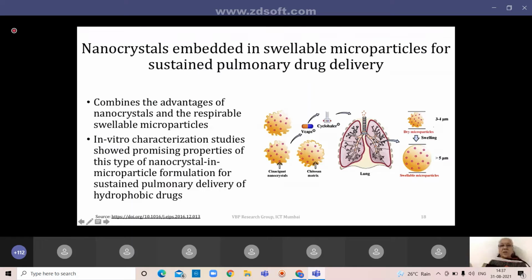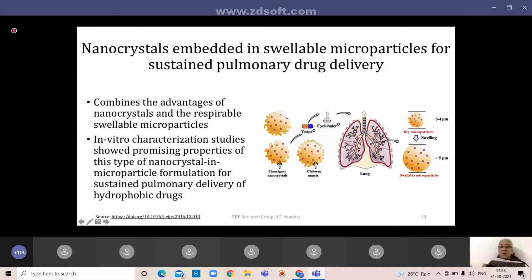And this is a graphical abstract of this particular paper wherein they've said that you can get advantages of nanocrystals, which definitely will give you better absorption because once the drug reaches lungs and if it has to reach the finer capillaries within the lung, it has to be nanoform. So that you have achieved using nanocrystals and you're making these nanocrystals respirable, meaning for localization in the lung by making it microparticles.